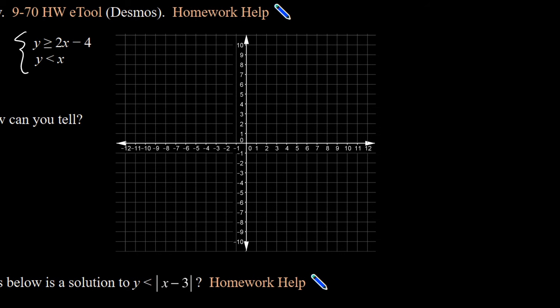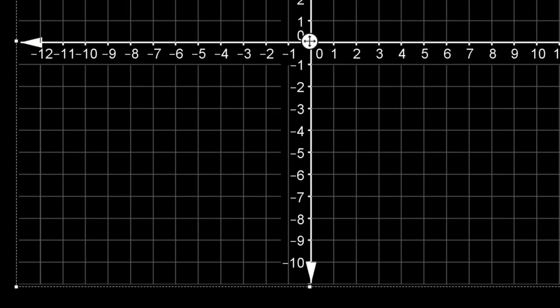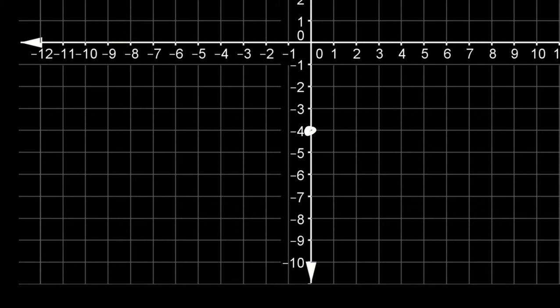So the first equation, obviously these are simple. We've been doing this for a long time. So we've got a y-intercept at -4 and a slope of 2. So from here, I'm going to go up 2 over a single unit, up 2 over a single unit, up 2 over a single unit. So you get the idea.